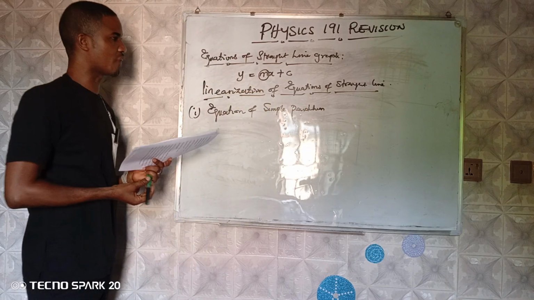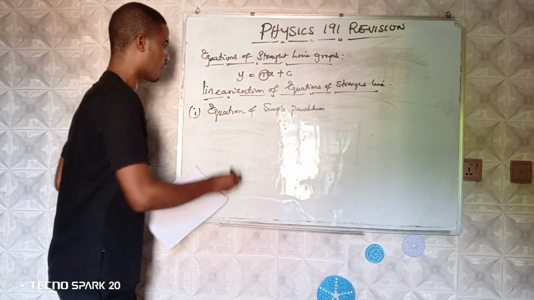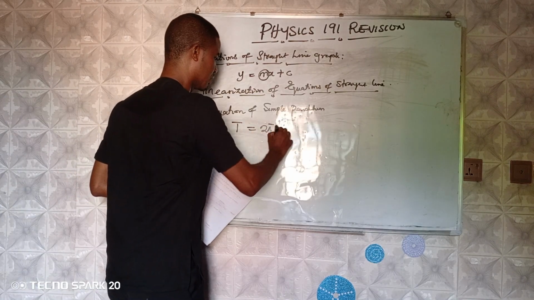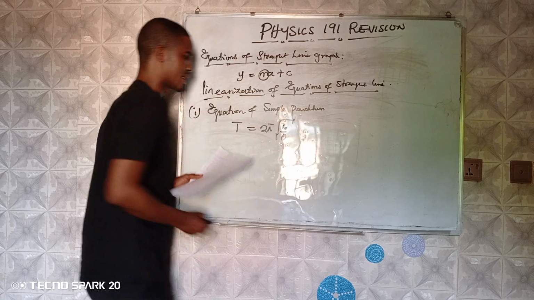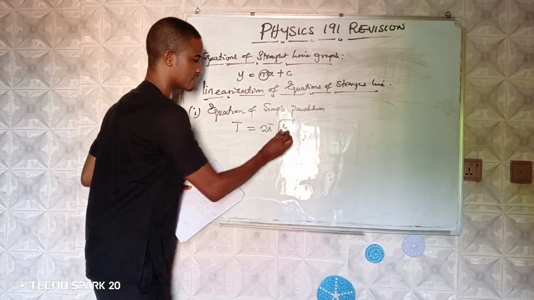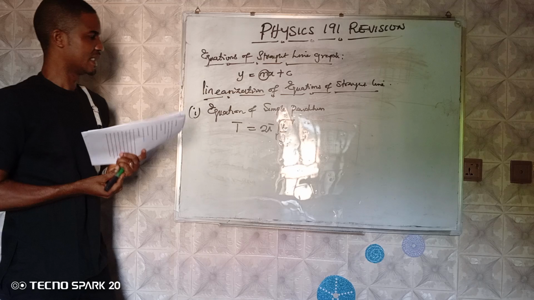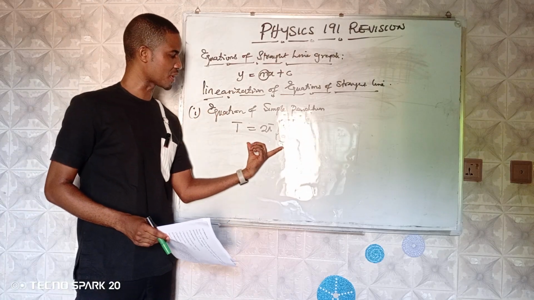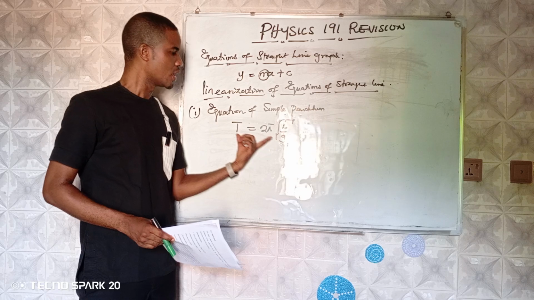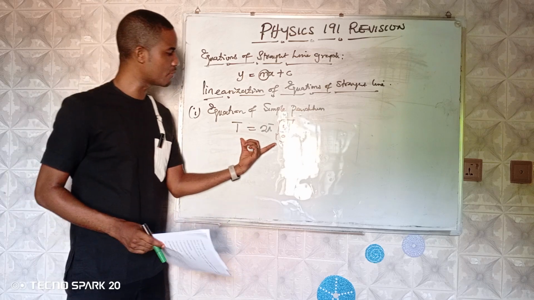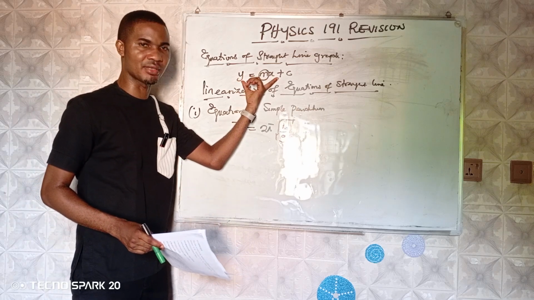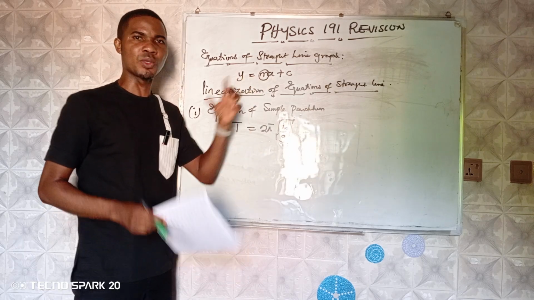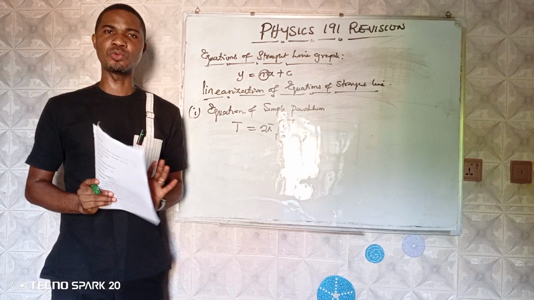Now, when you talk about the equation of a simple pendulum, we have one equation like this: T equals 2 pi root of L over g. This is the equation of a simple pendulum. So you perform this experiment in the lab, and we have this equation now. We want to linearize it. What do we mean? We want to make this equation look like the equation of a straight line. And by the time we have made this equation look like the equation of a straight line, we will know how the graph is supposed to look.